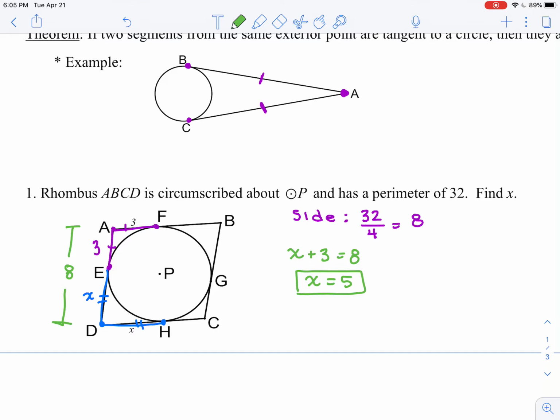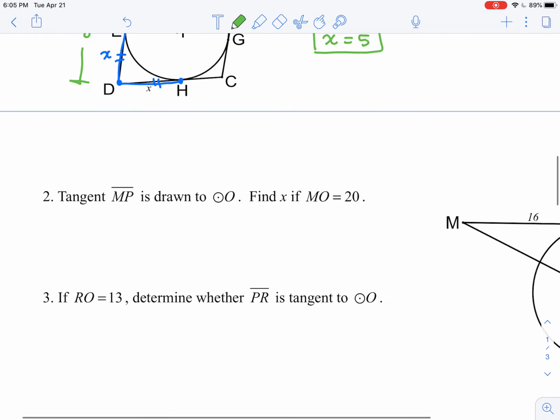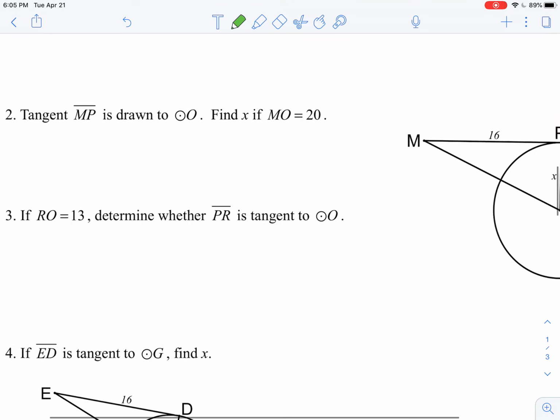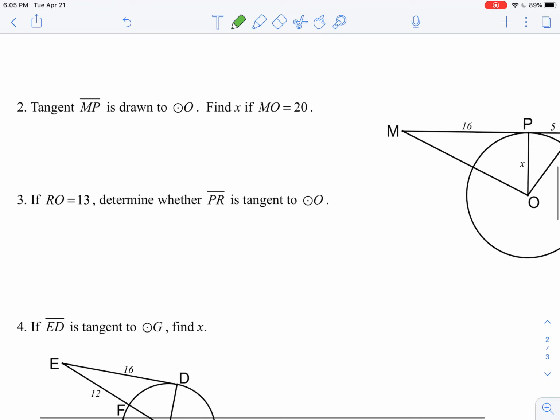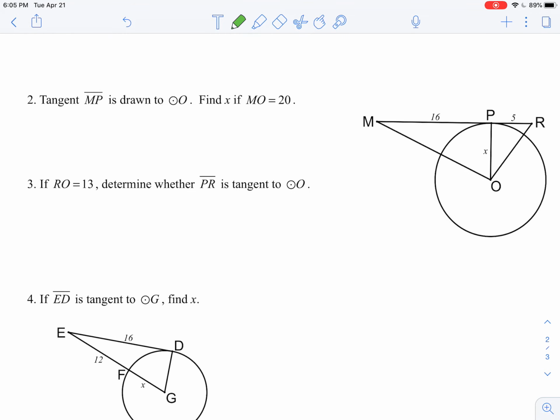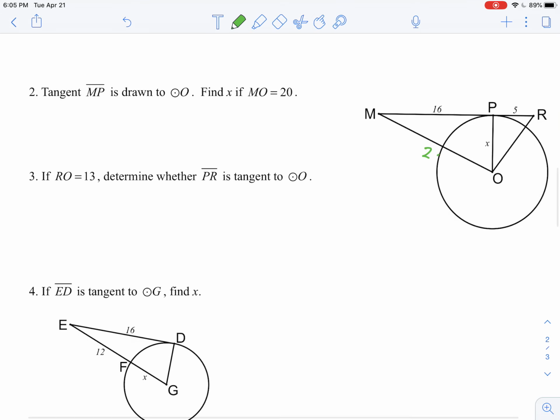When you flip over to the back of the notes, the next several examples are going to use the first theorem that we looked at. So if a tangent is drawn to a radius or a diameter, the tangent and the radius must be perpendicular. In question number 2, it says tangent MP is drawn to circle O. Find the value of x if MO is 20 units long.